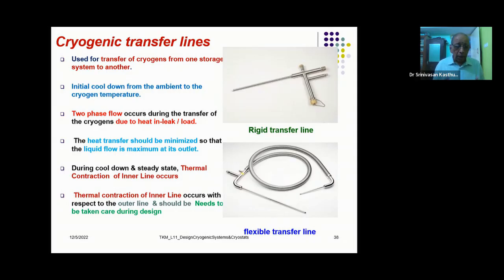Using it on the outer jacket has the advantage that in case of a repair, you can attend to it directly. Whereas with the inner line, you have to dismantle it and then look into the leakages and so on.